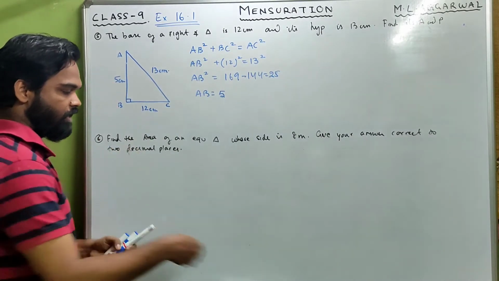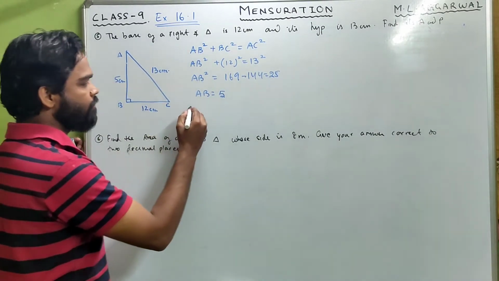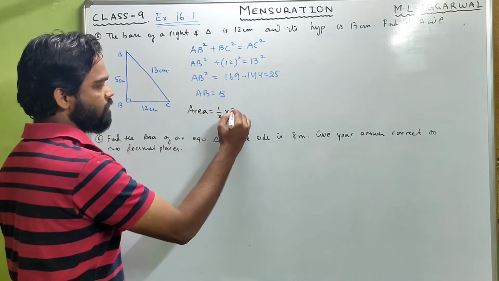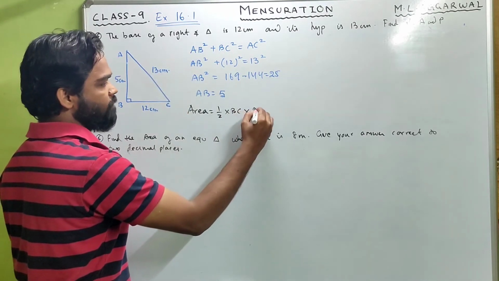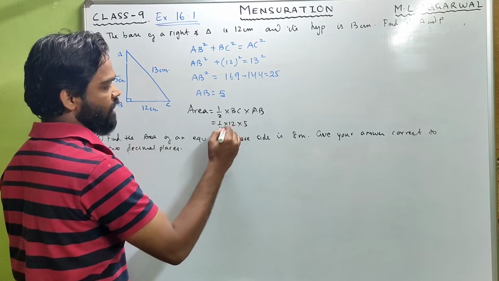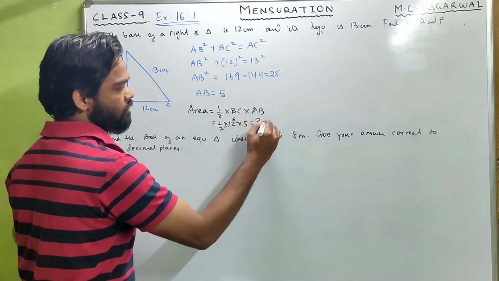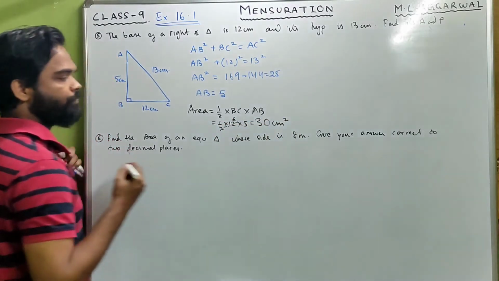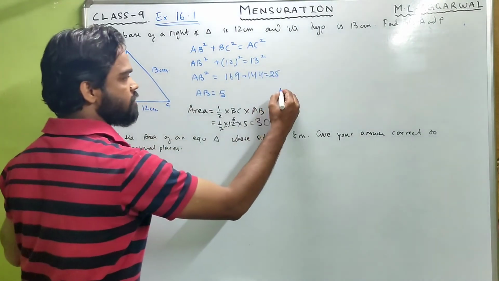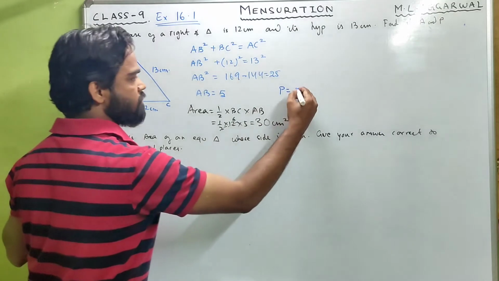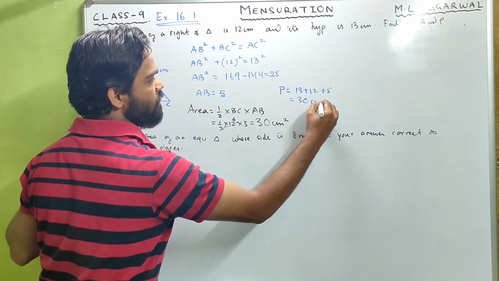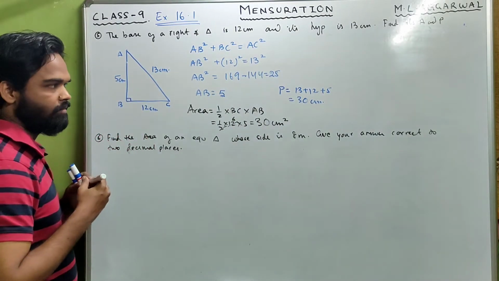Now look, the area they have asked. Pretty easy. Area is half into base into the height, that's AB. So that's half multiplied by 12 multiplied by 5. That's 30 centimeter square. Isn't it? That's the area. And what's the perimeter? Perimeter means the length of the outer boundary. That's 13 plus 12 plus 5. That's 30 centimeter. Isn't it?